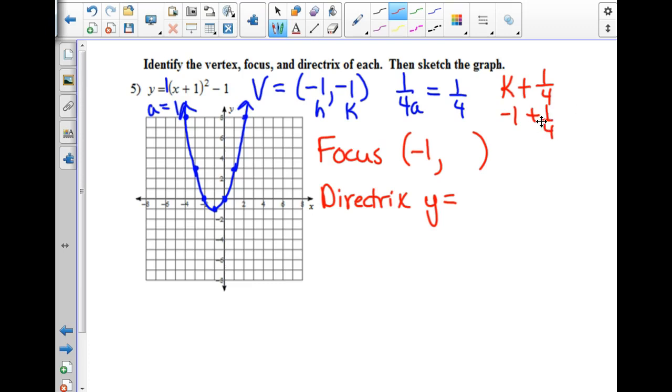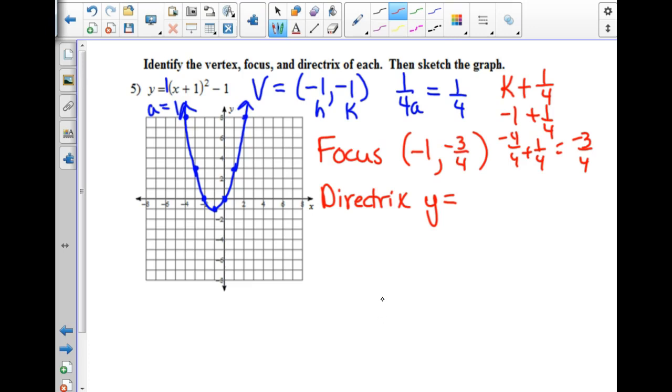But I'm going to show how to do it without a calculator. 1, if you wanted to write it as fourths, would be 4/4. 4 divided by 4 is 1. So -4/4 plus 1/4 would equal -3/4. But your calculator is going to give you that answer if you choose to use it.